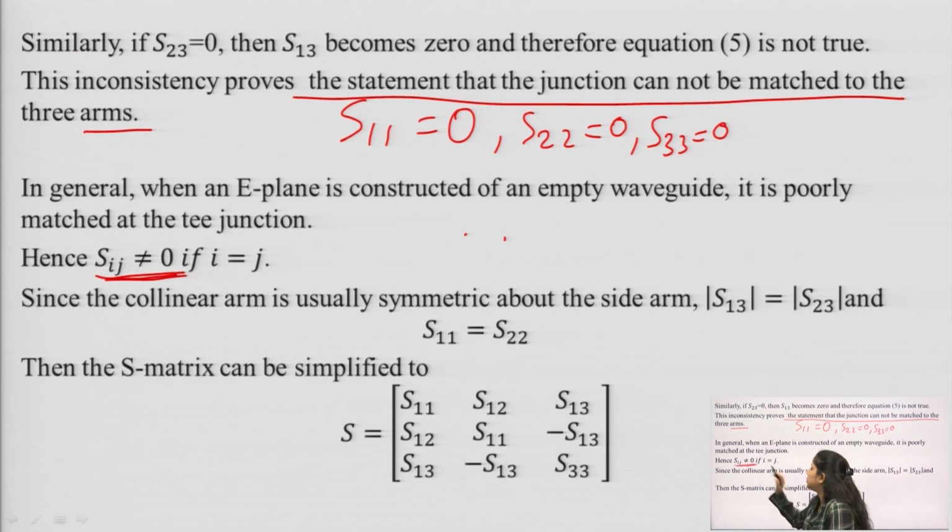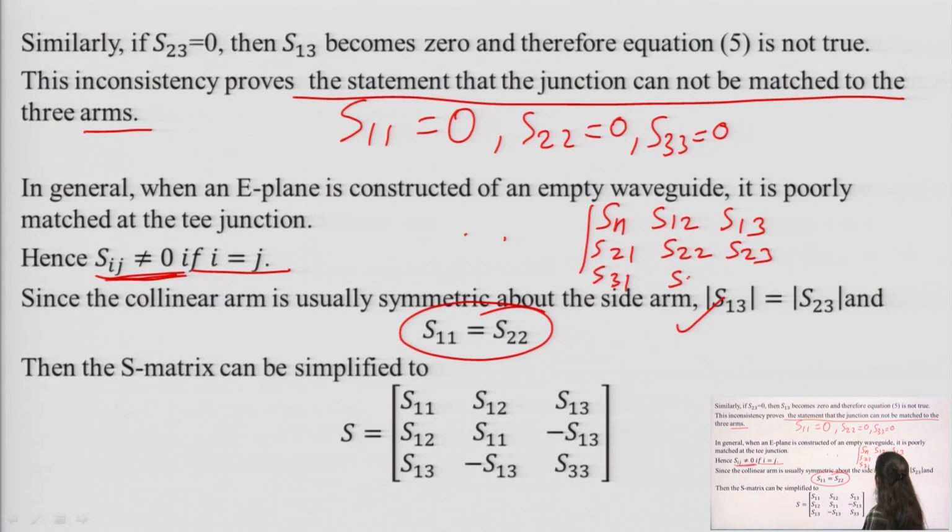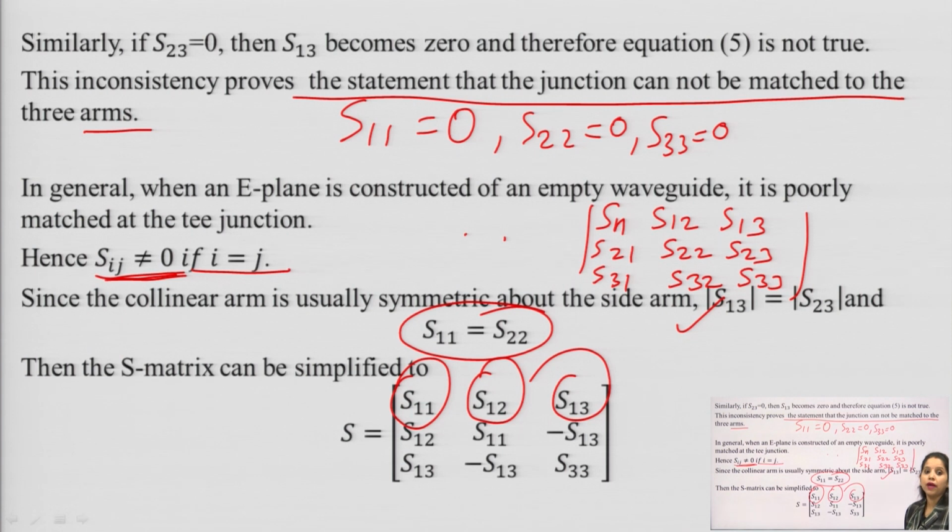This can't be 0 if I equal to 0. Since the collinear arm is usually symmetric about the side arm, S11 should be equal to S22. So, the matrix S11, S12, S13, S21, S22, S23, S31, S32, S33. What we are getting? S11 as it is, S12 as it is, S13 as it is. At the place of S21, by the symmetry property, S12.